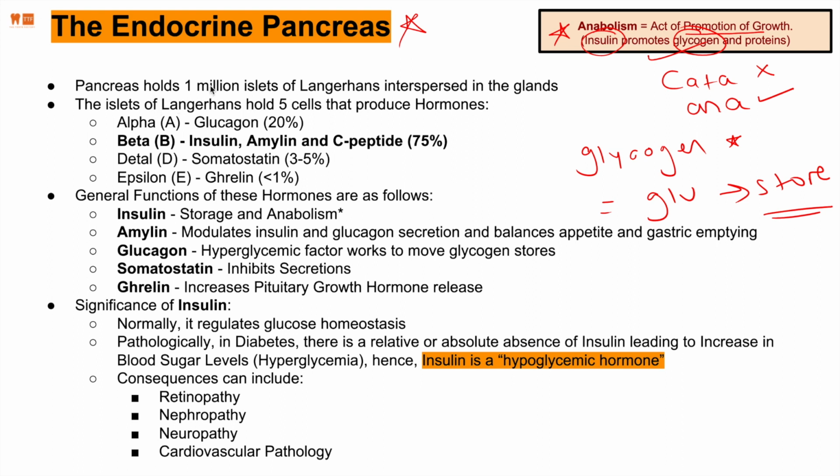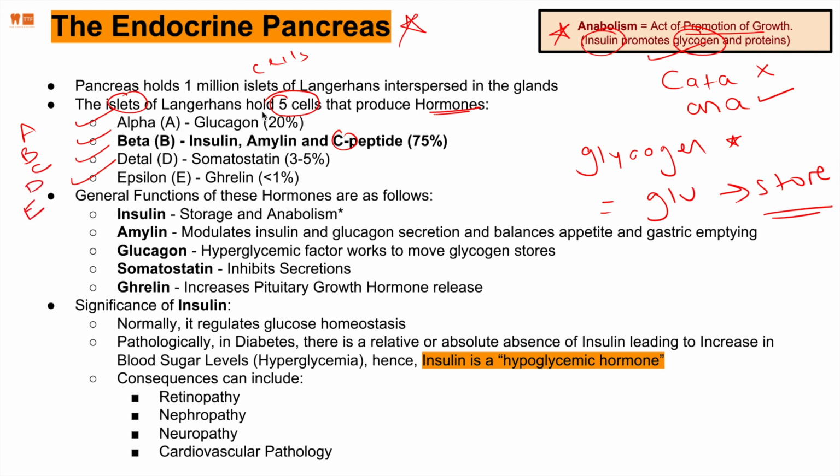So here we go. The pancreas holds 1 million islets, so cells, of Langerhans. They're interspersed in the glands. The glands will secrete hormones. So these islets of Langerhans hold 5 types of cells. They produce hormones: alpha, beta, delta, epsilon, A, B, D, E. Where's the C, you may ask? It's in C peptides. Okay, so just remember A, B, C, D, E.